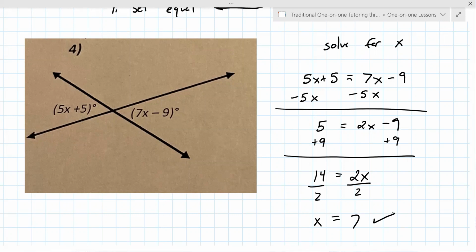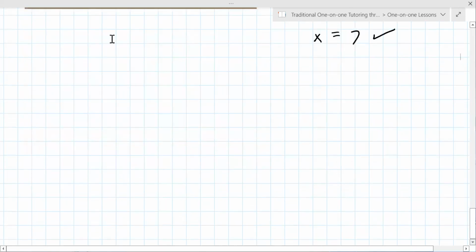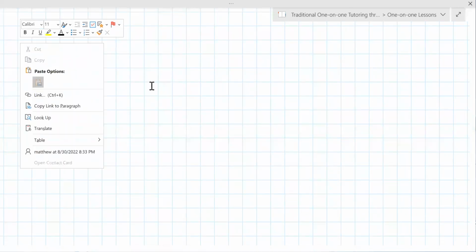Okay. All right. So let's look at the next one here. Did you get all this down, or do you need more time? I got all that down. Okay, fantastic. For the next one here, these are also vertical angles.